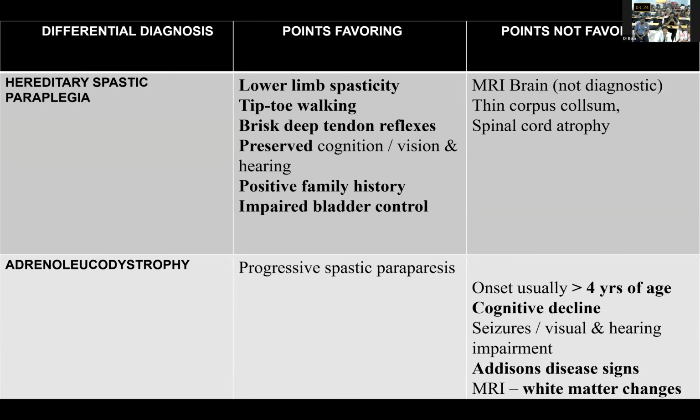Second differential was adrenoleukodystrophy. It also presents with progressive spastic paraparesis, which is seen in our case, but the usual age of presentation is more than 4 years, and the child will have cognitive decline with signs of adrenal deficiency like hyperpigmentation, and MRI brain usually shows white matter changes, which is not seen in this case.